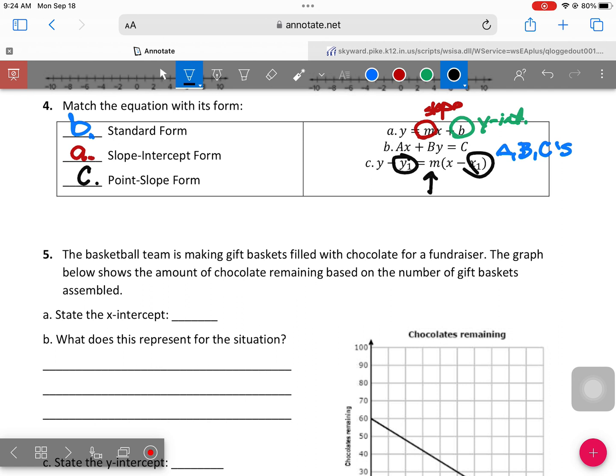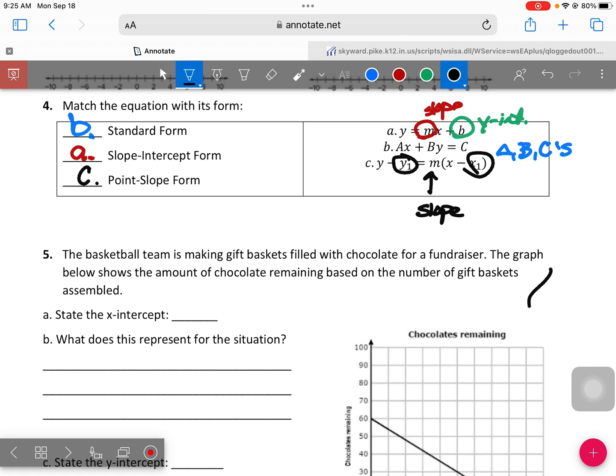Does anybody remember what that formula is? Because you have to memorize that. Excellent job, Giselle. Yes, this is slope, and you have to memorize it, okay?